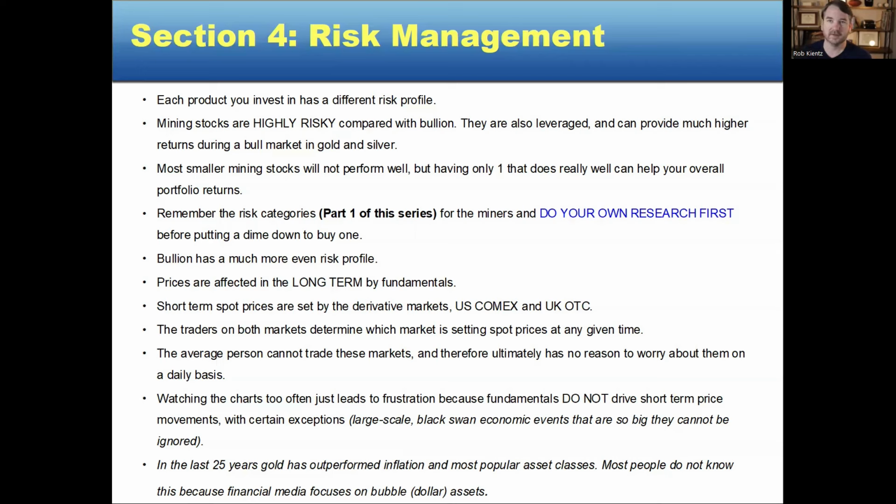But for right now, the US and the UK markets pretty much set spot prices for most of the world, with some exceptions. All right. The traders on both markets determine which market is setting spot prices at any given time. It depends on if you're rotating to London or rotating back to New York. London, New York, London, New York. There's an interplay. There's an arbitrage. There's a pricing difference there that the traders play off. So sometimes it's the UK determining that, sometimes it's the US. But that's determined by the market traders, not the long-term fundamentals of the market.